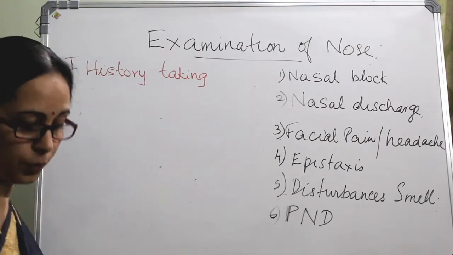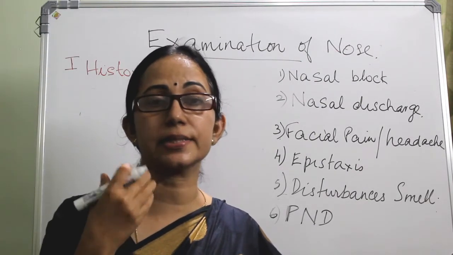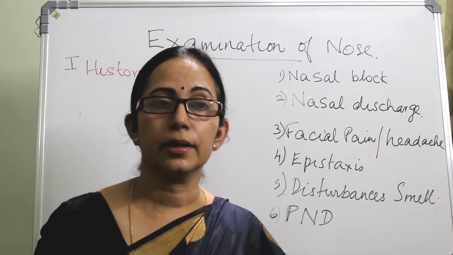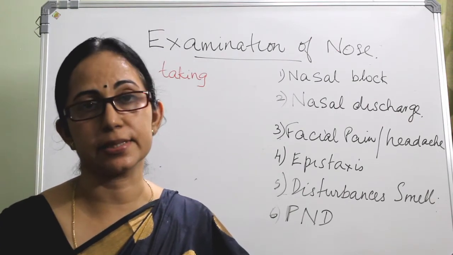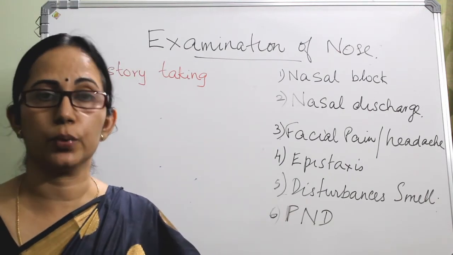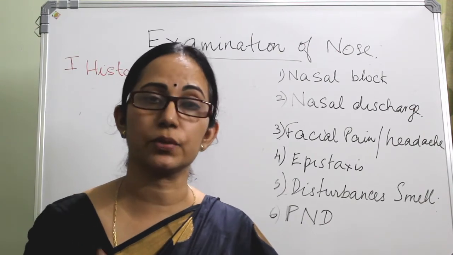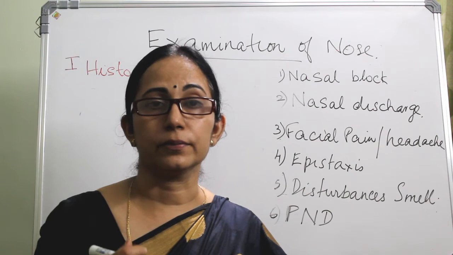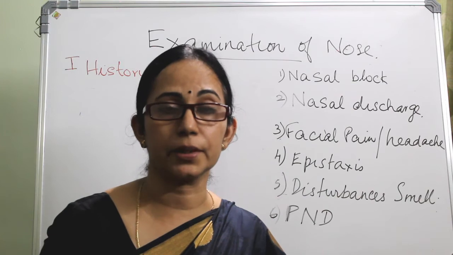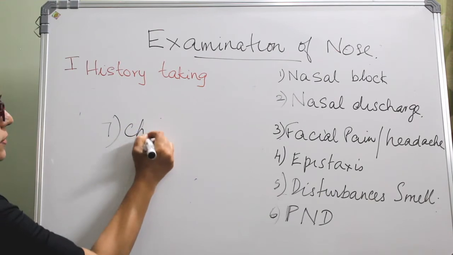The other one is postnasal drip. The patient will tell you that I am having a feeling of excessive discharge coming to my mouth. And on examination you will see whitish waterfall like discharge seen on the posterior wall of the oropharynx. That is the typical presentation of a postnasal drip. It is seen more commonly in allergic and also in infective conditions, chronic sinusitis, or any mass causing obstruction to the nose, in which case the discharge will be more.